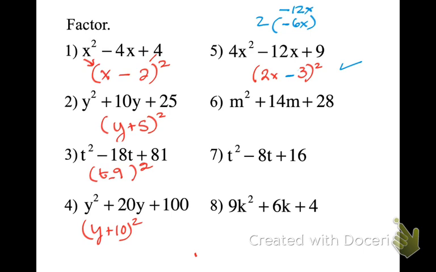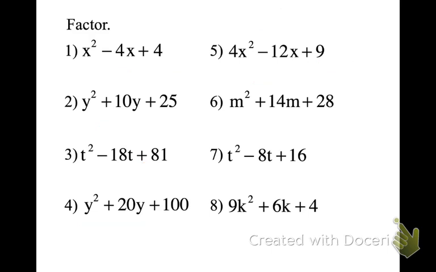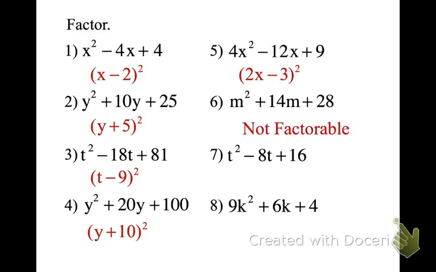Okay, next. Go, RJ. Not factorable. Okay, 28's not a perfect square. The next one. Go, Jonah. The quantity of t minus 4 squared. Good. And then the last one, Maxime. Not factorable. Why?